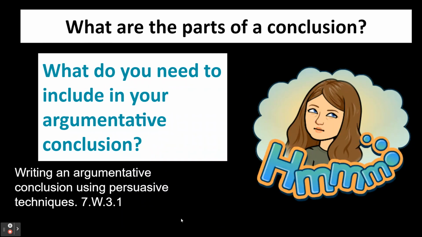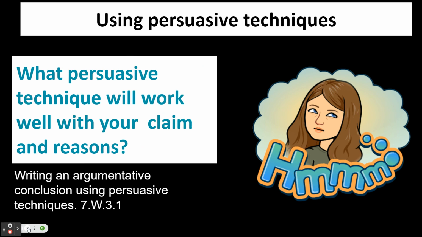So right now, tell me, what do you need to include in your argumentative conclusion? Remember, there are 3 parts. I just went over them. When you think about your claim and your details, your main ideas, what persuasive technique will work well with your claim and reasons? Remember the things that work better for argumentative. We're not doing persuasive, so think argumentative. Look at your note page. Tell me now what you think.